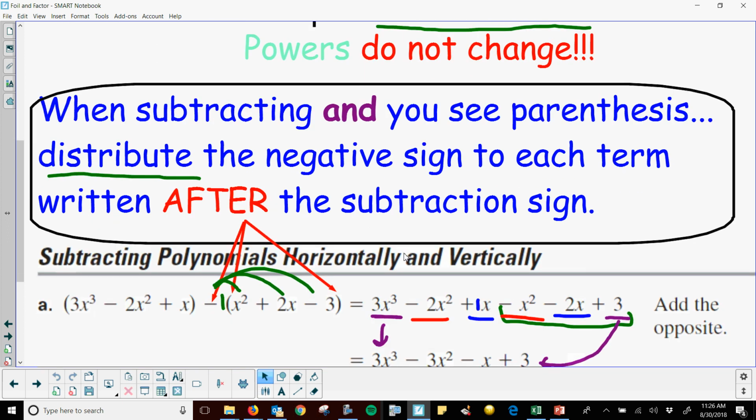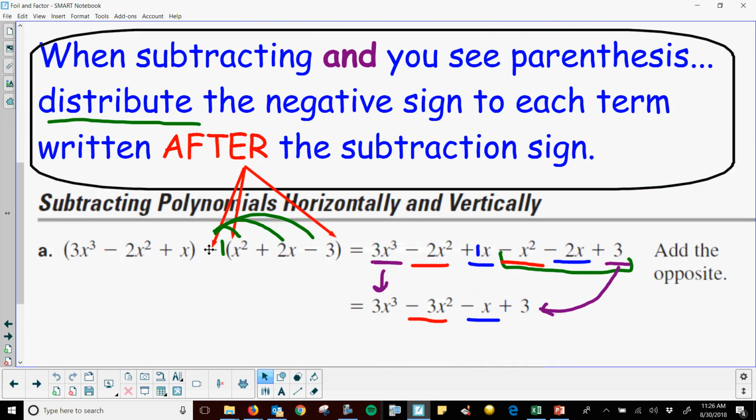When you see subtraction, like this guy right here, there's an invisible 1 that gets distributed to everything. Really all you have to do is take the x squared, the 2x, and the minus 3, and change the signs like we do right here. Our x cubed, I don't have another x cubed over here, so it's just going to stay as x cubed. If it doesn't have anything to combine with, don't combine it. It's not a big deal.